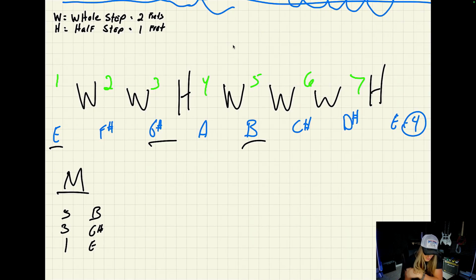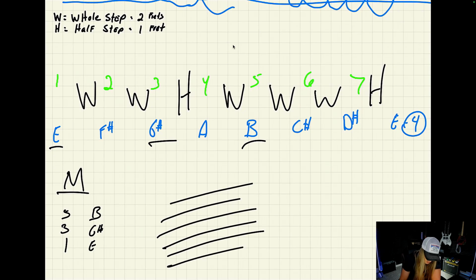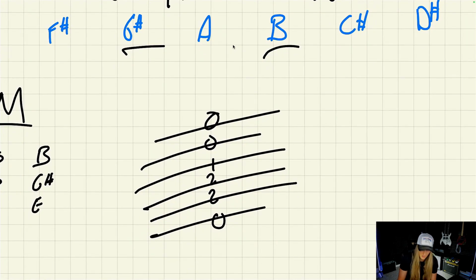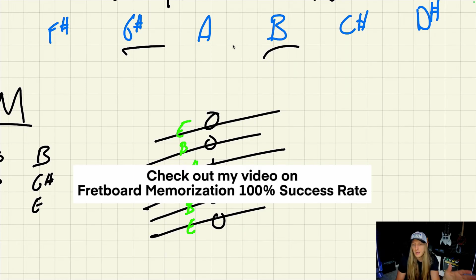All right, now let's check this out in open position. 1, 2, 3, 4, 5, 6. Open position goes 0, 2, 2, 1, 0, 0. If you're in standard tuning, that's a B note. That's an E note. There's your G sharp, B, and E. I realize I went kind of fast with that, but you can watch my video on the fretboard if that's confusing for you.